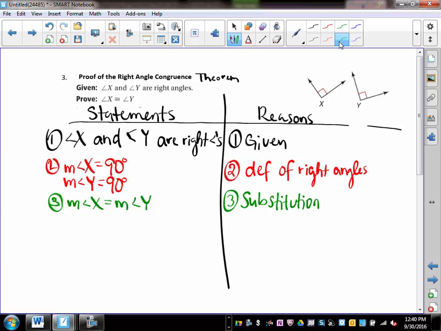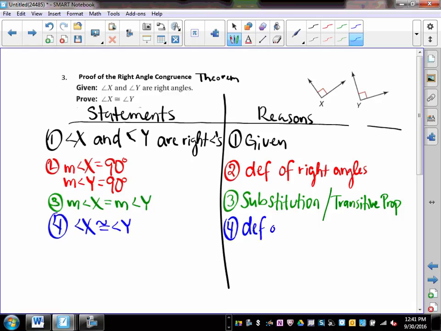So x is 90, which is y, so we do technically have transitive here as well. But again, when in doubt, do substitution. I'm going to fit it in. Okay, are we done? No. One last thing, what do we have to do? Good. Angle x is congruent to angle y. And that is? Congruent angles. The definition of congruent angles.